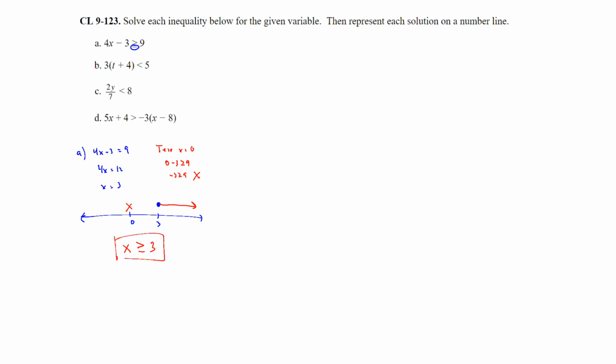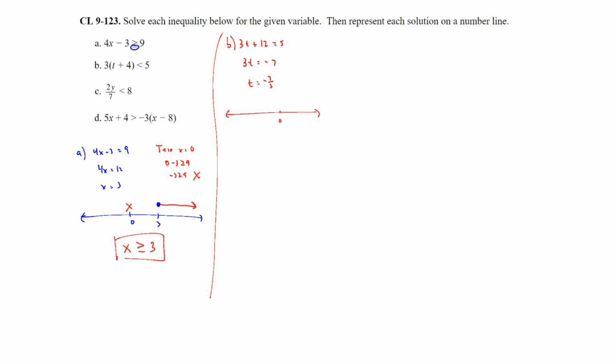So we want the number line and the solution. Alright, on to B. So I'm going to distribute the 3. 3 times t is 3t. 3 times 4 is 12. Change it to equal so we can find the boundary point. Subtract 12. And we get negative 7. Divide by 3, and t is equal to negative 7 thirds.